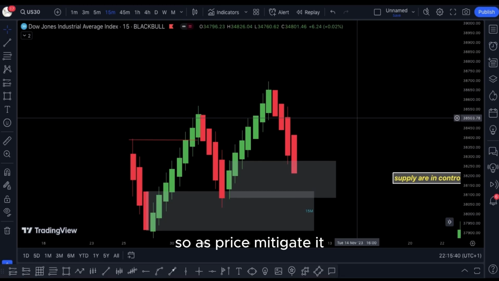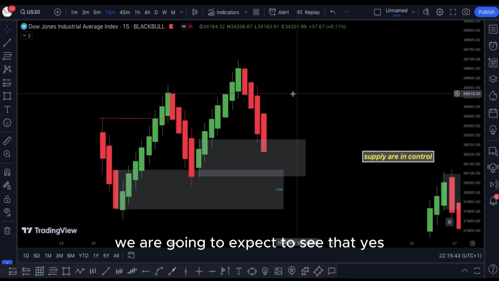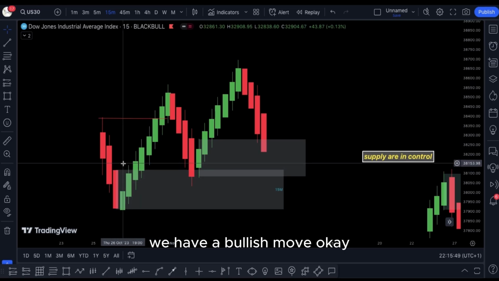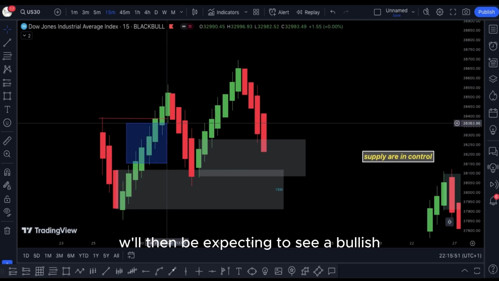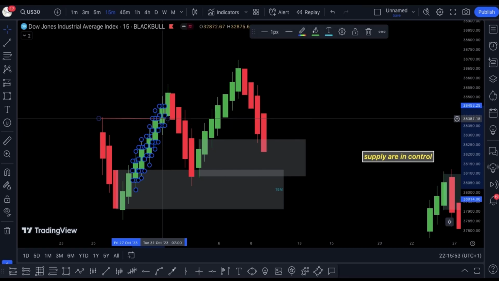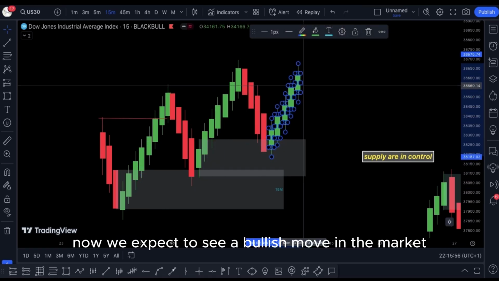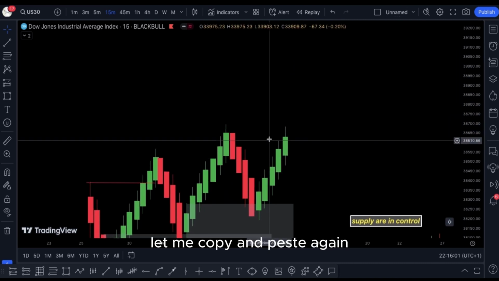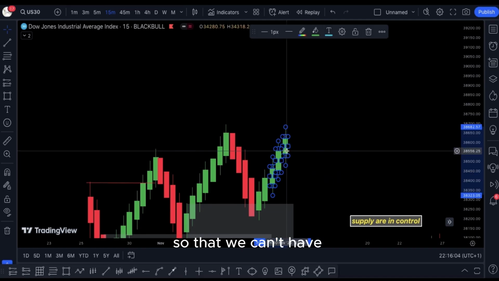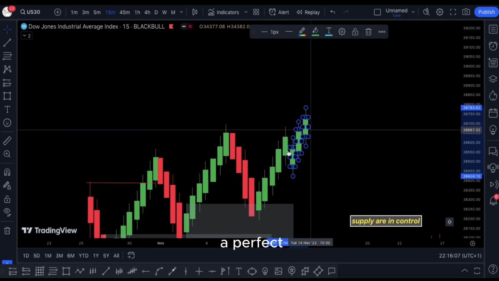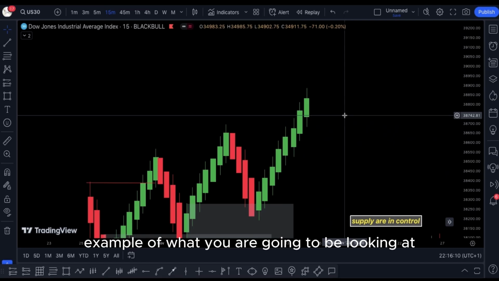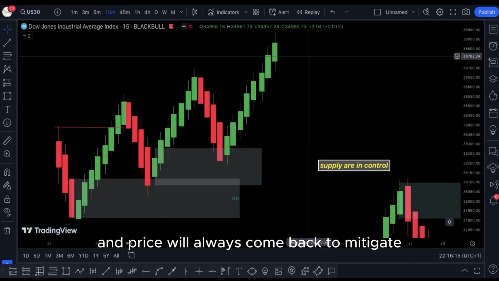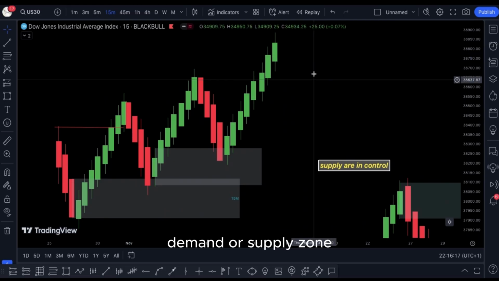So as price mitigates it, what happens again? We are going to expect to see a bullish move. We will then be expecting to see a bullish move in the market again. Did we take the high? Let me copy and paste again so that we can have a perfect example of what we are going to be looking at. Do we take the move? Yes, we take the move, and price will always come back to mitigate a demand or supply zone.